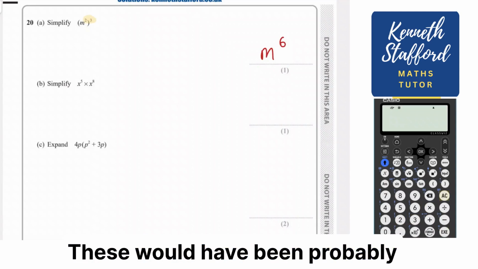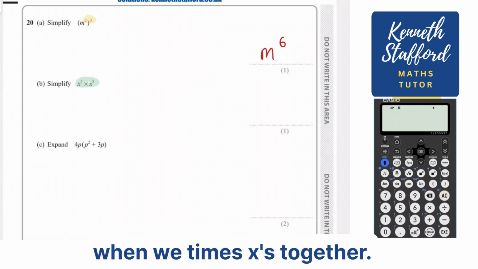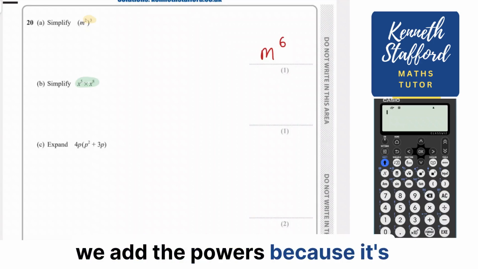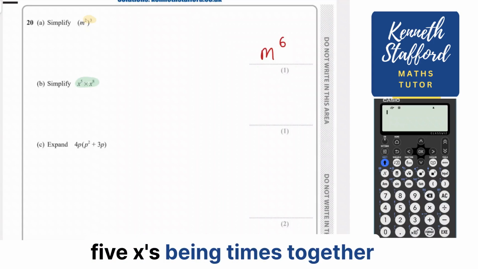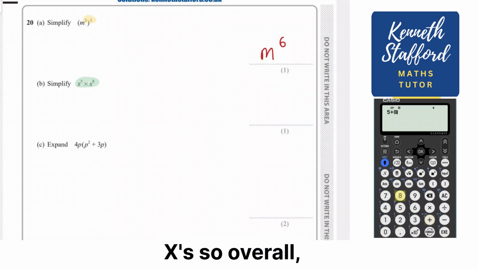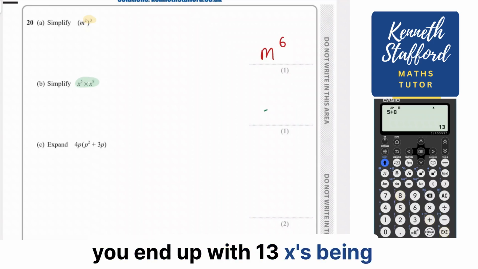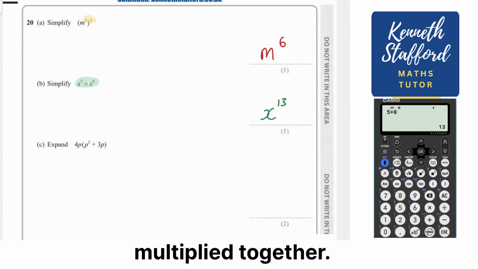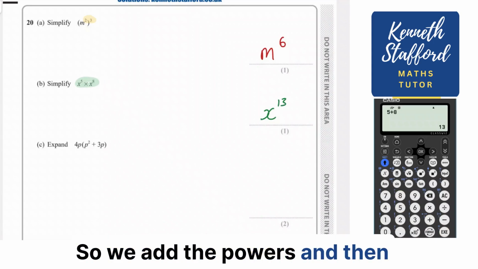These would have been probably the first ones you were taught. When we times x's together in this case, we add the powers because it's 5x's being times together multiplied by another 8x's. So overall, you end up with 13x's being multiplied together. So we add the powers.